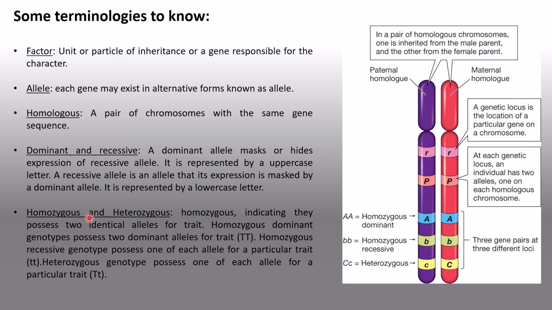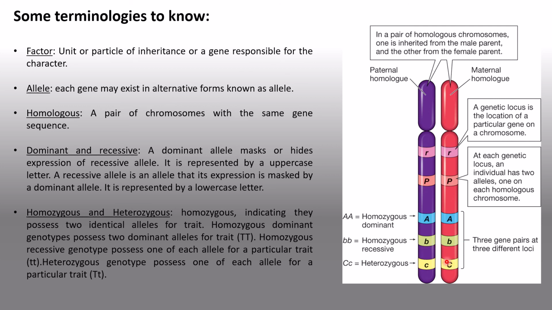And the next one is homozygous and heterozygous. Homozygous indicates they possess two identical alleles for a trait. For example, this is for axial placement of flowers. These two are capital A and capital A. That means both are dominant characters, and both genes of the pair are the same. They are alike, so they are called homozygous dominant. Even here they are both the same. These two are recessive characters, but still they are the same, so it is called homozygous recessive.